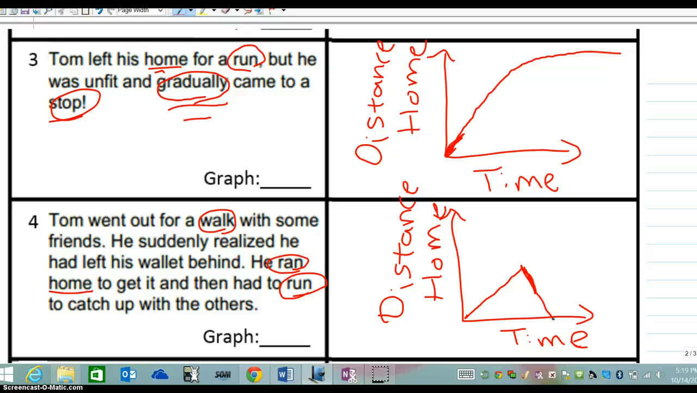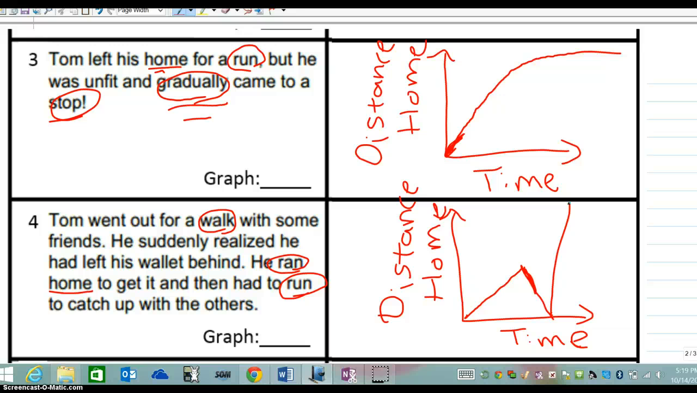And then he ran to catch up with the others. That means the distance between him and his home is going to increase pretty fast because he's running away from his home, going towards his friends. So I'm going to draw a line like this. Because he's running, that distance is going to increase pretty fast. That means a line is going to look pretty steep like this one.